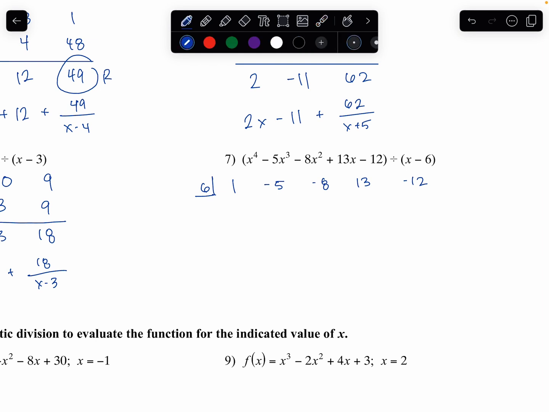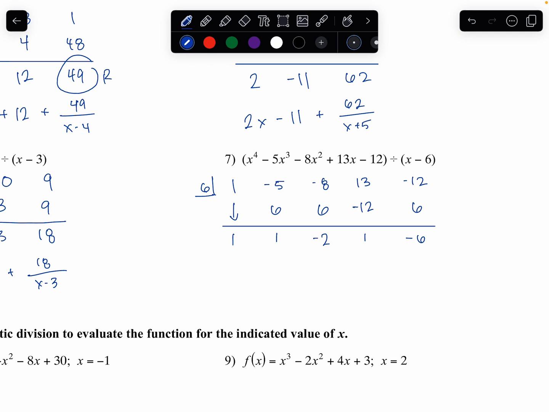Okay, and then draw the line here, bring down the 1. 1 times 6 is going to be 6. We're going to combine the terms there. That's going to give me 1. And then again, 1 times 6 is going to give me 6. Combine the terms there. That's going to give me -2. And then -2 times 6 is going to give me -12. Combine the terms there. That's going to give me 1. 1 times 6 is going to give me 6 again. And then that's going to give me -6.